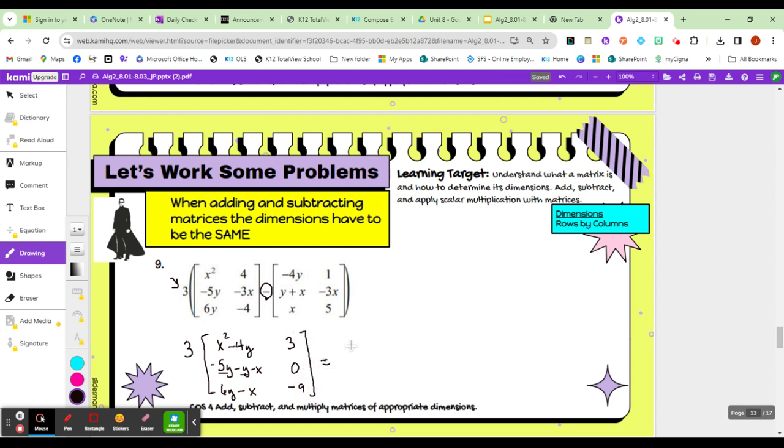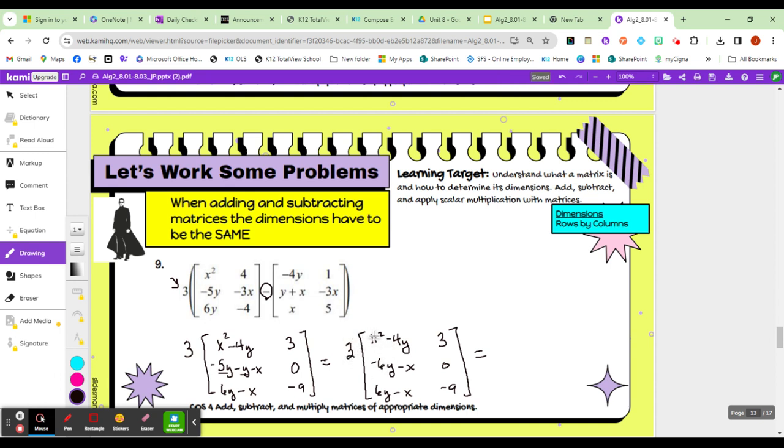And before I multiply by my scalar of 3, I am going to simplify. So the x squared minus 4y, that will not simplify. 3 will not simplify. These two y's will combine to be negative 6y, and then you still got the minus x. This is still 0. This is still 6y minus x, and this is still negative 9. And then lastly, we're going to multiply every single term by 3.